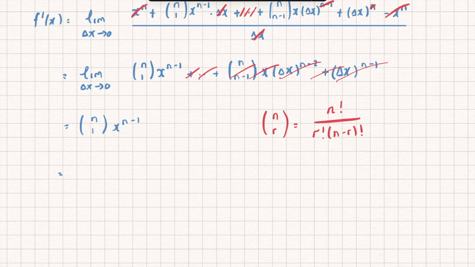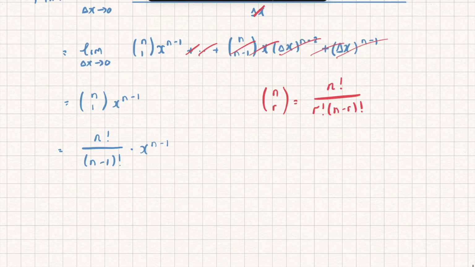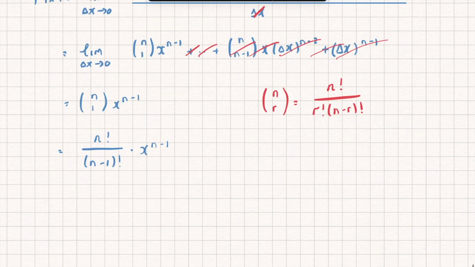So n choose 1 is just equal to n factorial over 1 factorial, which is 1, over n minus 1 factorial multiplied by x to the power of n minus 1. Now this part here, I'm going to rewrite the numerator, because remember, n factorial just means n multiplied by n minus 1 multiplied by n minus 2 all the way down to 2 times 1. And so actually I could write it as n multiplied by n minus 1 factorial.